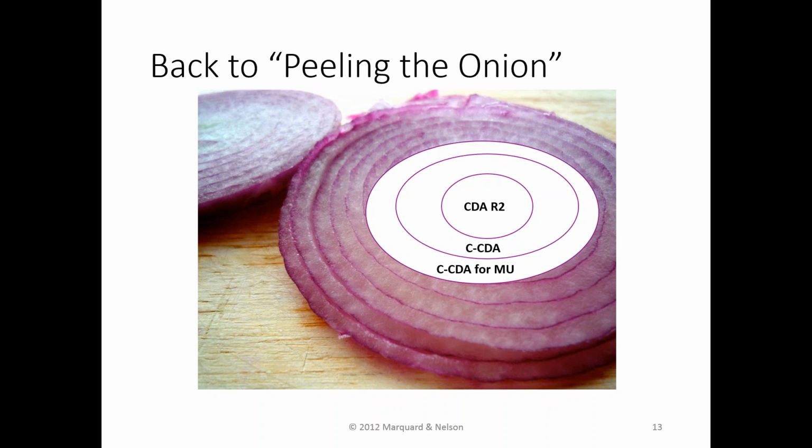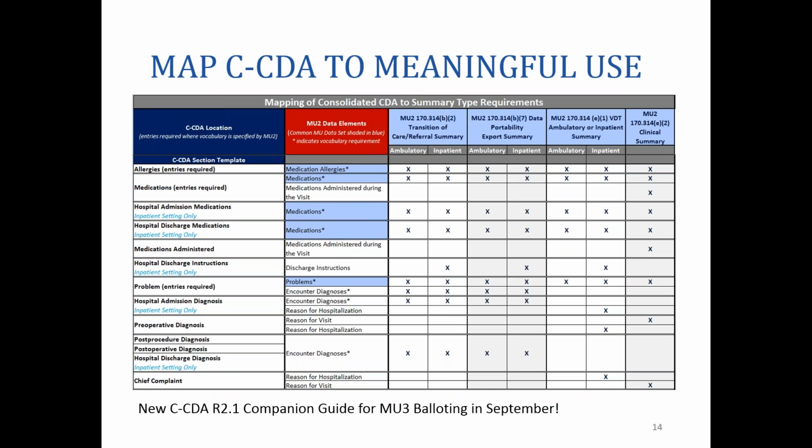So the base standard CDA R2 further gets constrained in consolidated CDA to define some specific types of documents, and then where legislation is specific about what it wants in those documents, we have to go deeper and be more specific about what data types, data elements, etc. need to be present in those documents. As a result, you get a very complex kind of mapping exercise.